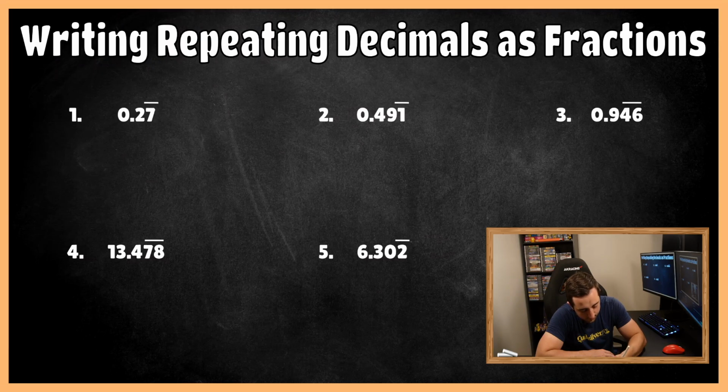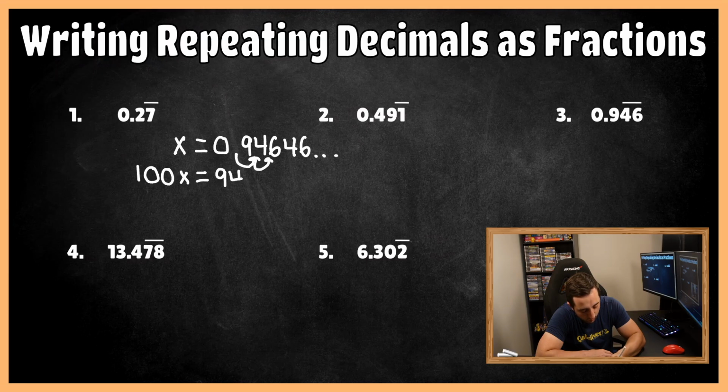We have x equals 0.946. We have two numbers repeating, so we have the 4, 6 over and over again. We want to multiply this time around by 100 because we have two numbers repeating, which means we're going to move this decimal point 2 place values to the right. So we have 94.6464 dot dot dot, and then we can go ahead and subtract these.